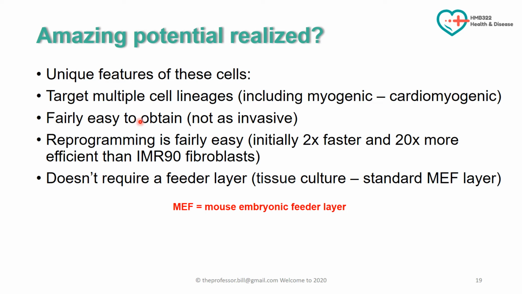So it's fairly easy and fairly unobtrusive to obtain fat cells to be used in these different types of cell line experiments. So if I get these pre-adipocytes or I convert some of the adipocytes into these stem cells, I can then drive them to become cardiomyocytes.